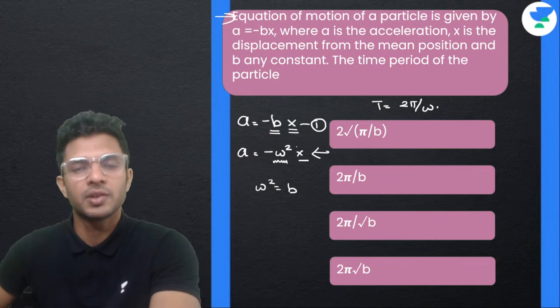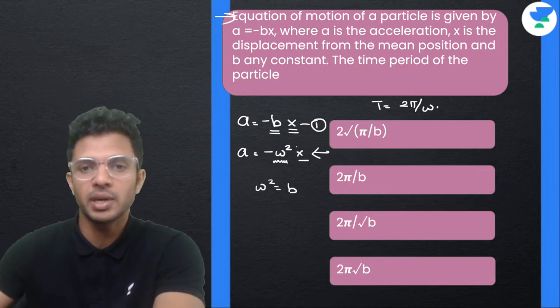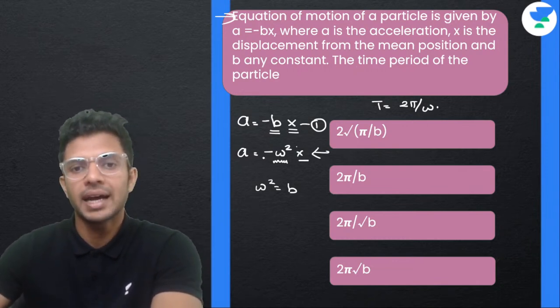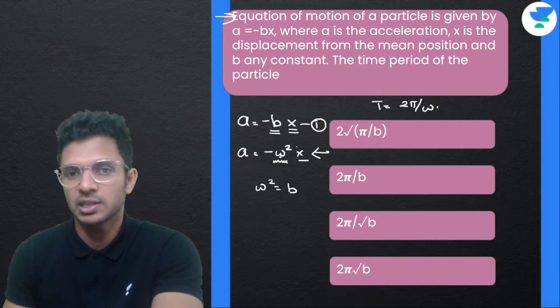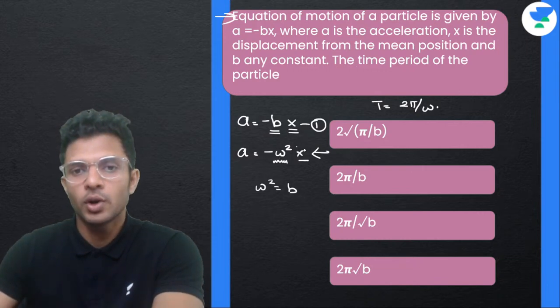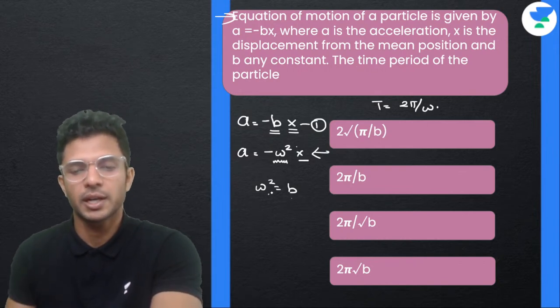Because any particle, if it wants to be in such a motion, it should obey this basic equation where acceleration is minus omega square into x. Matlab, this coefficient of x should be equivalent to omega square. That's why I have written b equal to omega square.